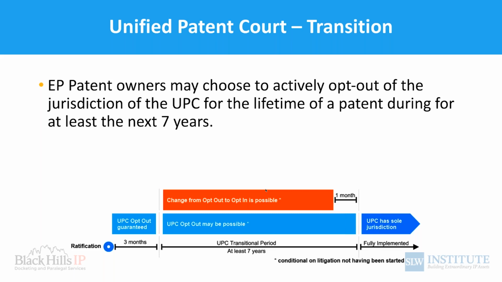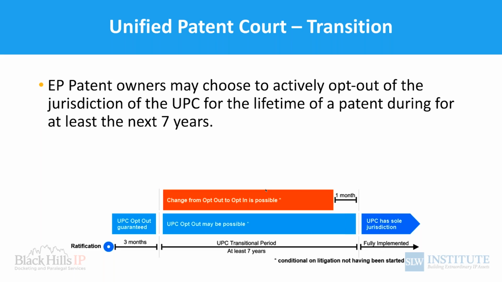And secondly, you must docket the deadline for opting back in again, which is 1 month before the end of the transition period, which presently we don't know when that's going to be, but I'm sure they'll tell us in good time. The final point to note is that if you've opted out and choose to opt back in again, you cannot subsequently opt out a second time.